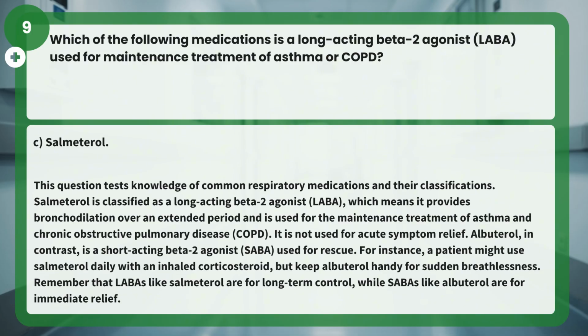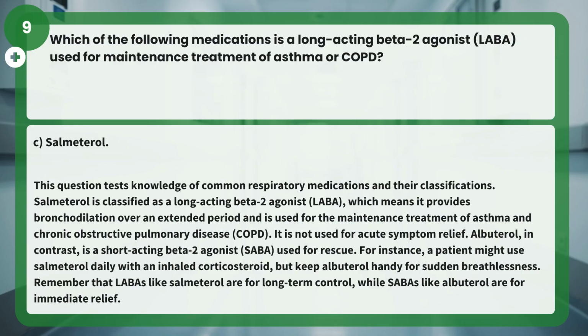Answer, C. Salmeterol. This question tests knowledge of common respiratory medications and their classifications. Salmeterol is classified as a long-acting beta-2 agonist, LABA, which means it provides bronchodilation over an extended period and is used for the maintenance treatment of asthma and chronic obstructive pulmonary disease, COPD. It is not used for acute symptom relief.